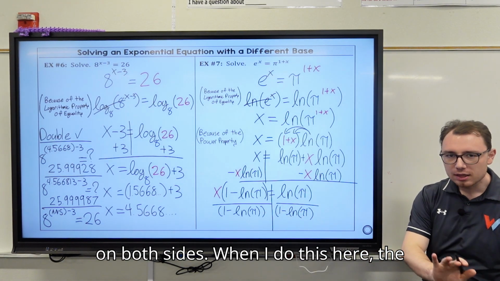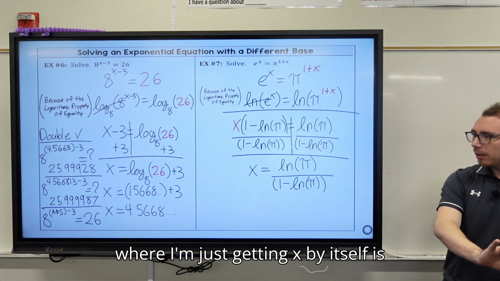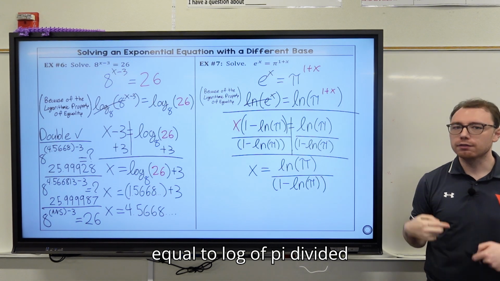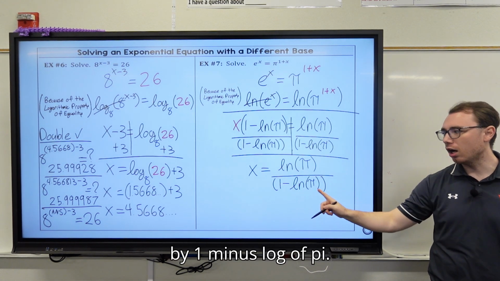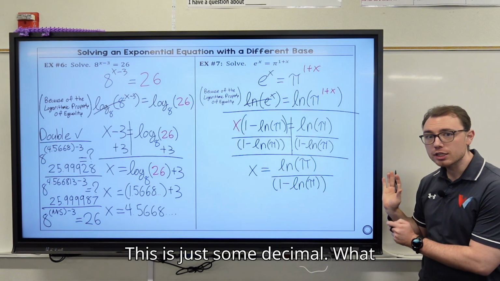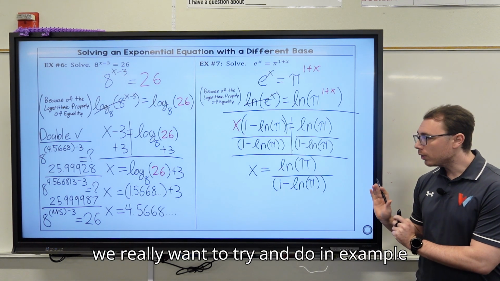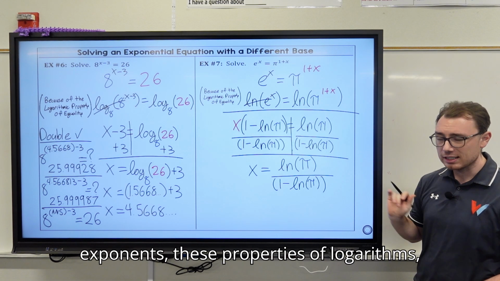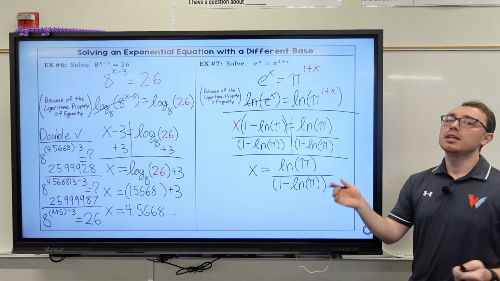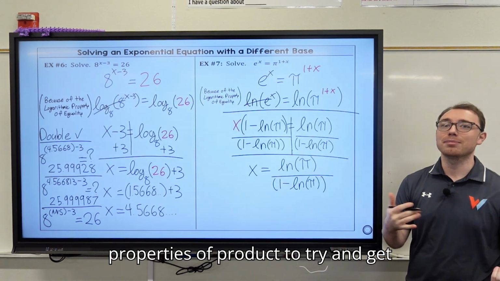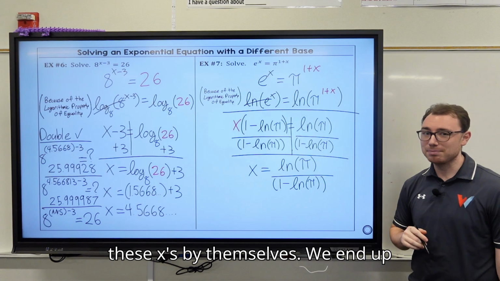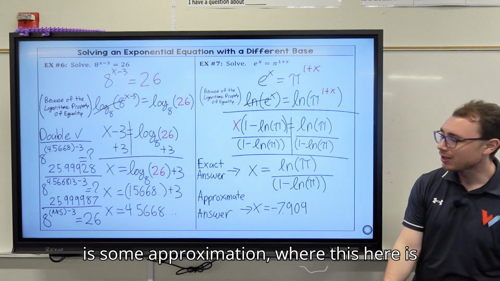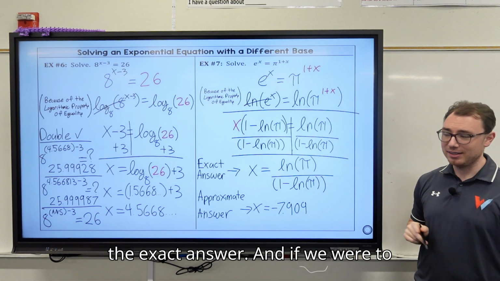When I do this, the simplified result looks like this, where I'm just getting x by itself equal to log of pi divided by 1 minus log of pi. This is just some decimal. What we really want to do in example 7 is use these properties of exponents, these properties of logarithms, these properties of power, and these properties of product to try and get these x's by themselves. We end up getting to this decimal here, which is some approximation, where this here is the exact answer.